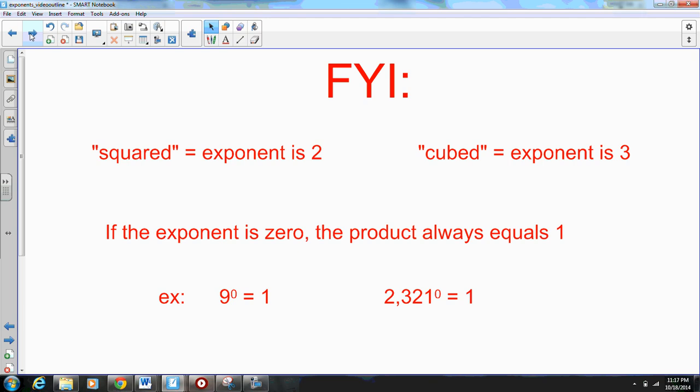If the exponent is 0, the product always equals 1. For example, if we have 9 to the 0 power, it is equivalent to 1. If we have 2,321 to the 0 power, it is equivalent to 1.